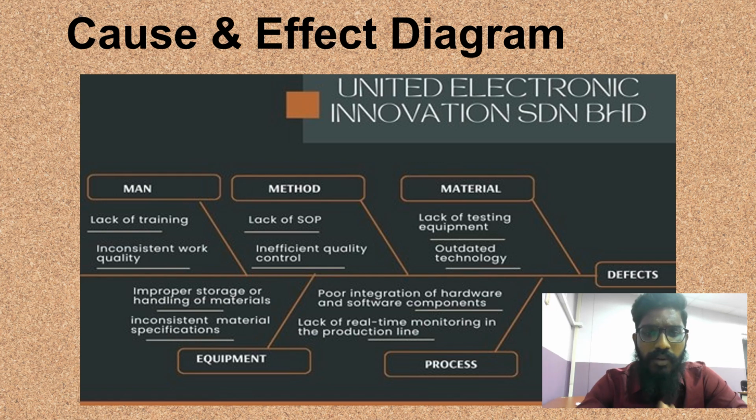For material, it is obvious that they do not have enough testing equipment to check for defects, so defective products slip into the market without enough testing. They also have not incorporated the latest technology in producing smartphones, where the demand for high usability has increased. The materials are piled up without concern for their quality. We also noticed that their suppliers are not providing material that passes the company's specifications. Lastly, they are suffering from poor integration of hardware and software components. They also lack real-time monitoring on the production line.